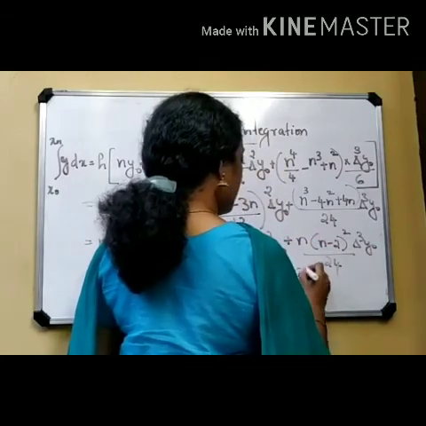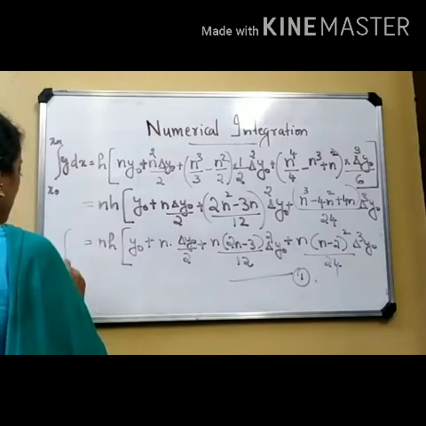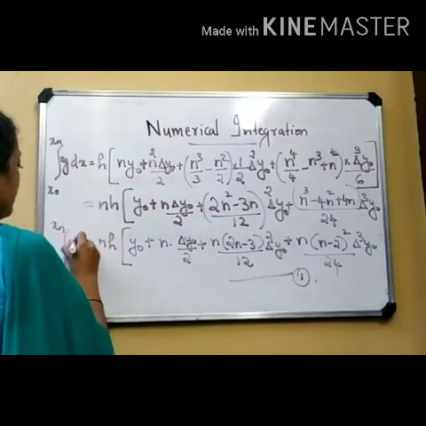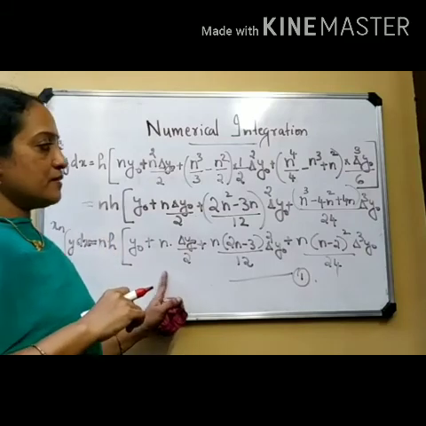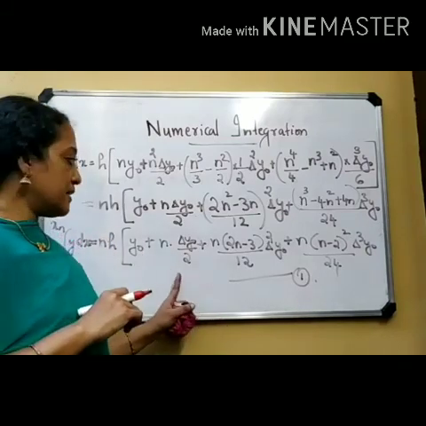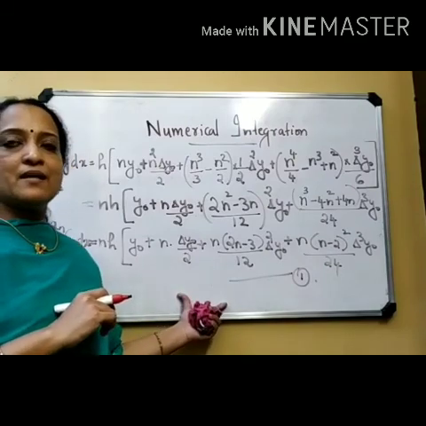So our left hand side, integral a to b of y dx, is equal to this much. So this is the general expression, or general formula, for numerical integration.